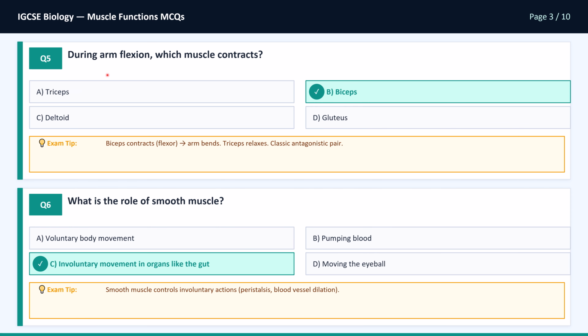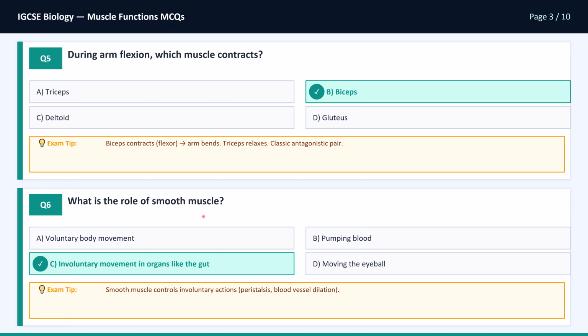Question 5. During arm flexion, which muscle contracts? Option A, triceps. Option B, biceps. Option C, deltoid. Option D, gluteus. And the correct option is option B, biceps. Exam tip: the biceps contracts as a flexor, the arm bends, and the triceps relaxes. Classic antagonistic pair.